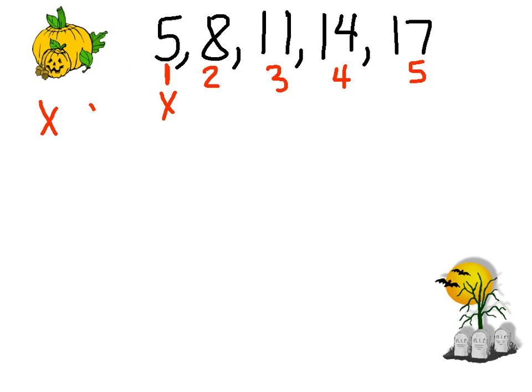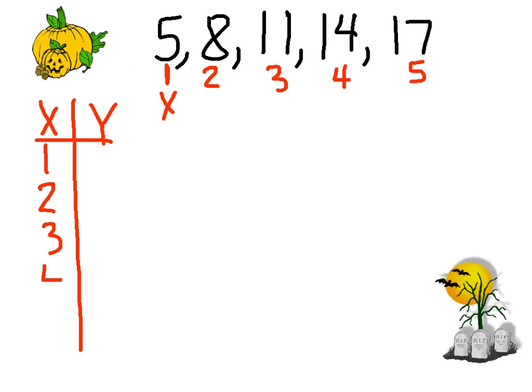So what we're going to do is make a table. On the left, we'll list our x values. On the right, we're going to list the corresponding y values. So for 1, the y value would be 5; 2, 8; 3, 11; 4, 14; and 5, 17.